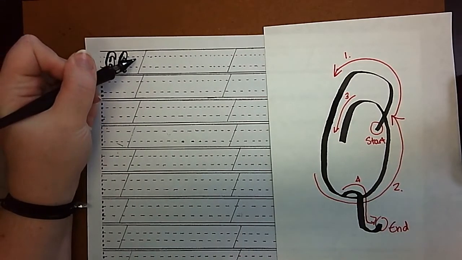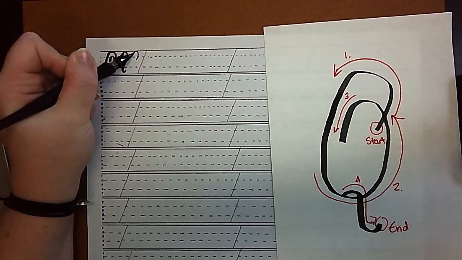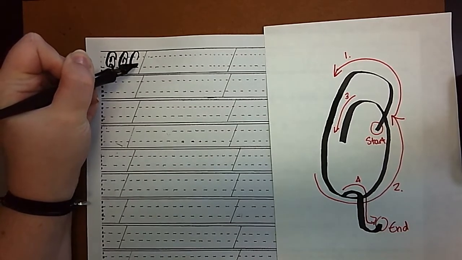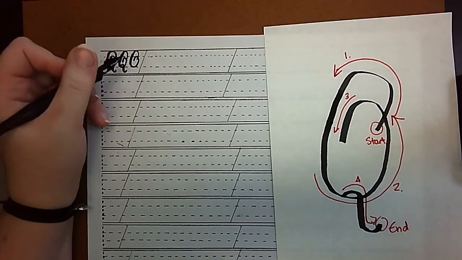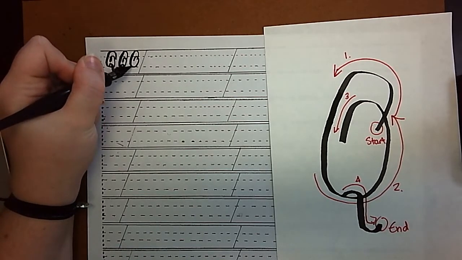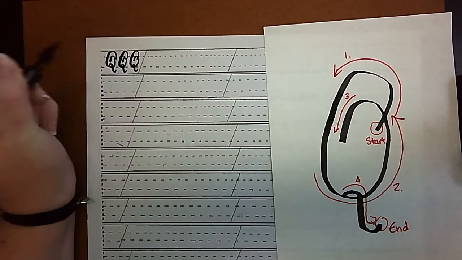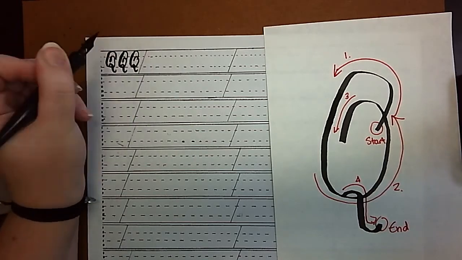I'm going to start towards the top of my X space, push up into the header, pull down to the bottom of the X space before curving back up and around. Then I'm going to go to the bottom of my X space and make that little tail that turns it into a Q. I'm going to do that again.